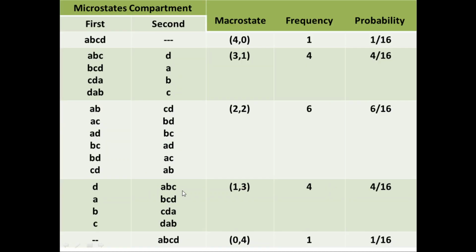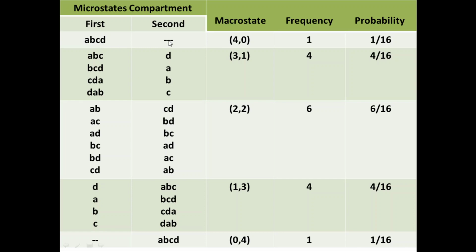Now next, here we can arrange 4 particles in 2 compartments. How can we arrange 4 particles in 2 compartments? This is shown in tabular form. First, in the first compartment, if all the particles are distinguishable, that is, the particles are A, B, C and D, which means they are distinguishable particles.